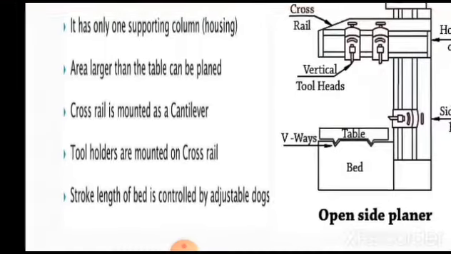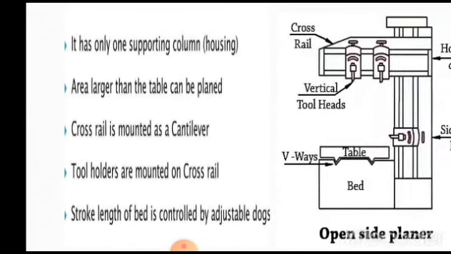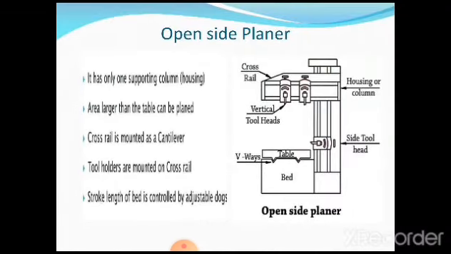Tool holders are mounted on the cross rail. Stroke length of the bed is controlled by adjustable dogs. These dogs are also called trip dogs, which are provided in order to adjust the length of the stroke of the table. They are provided on the bed, so that when the table goes and strikes, it will stop there, and the next operation stroke takes place. That is the main function of the trip dog.